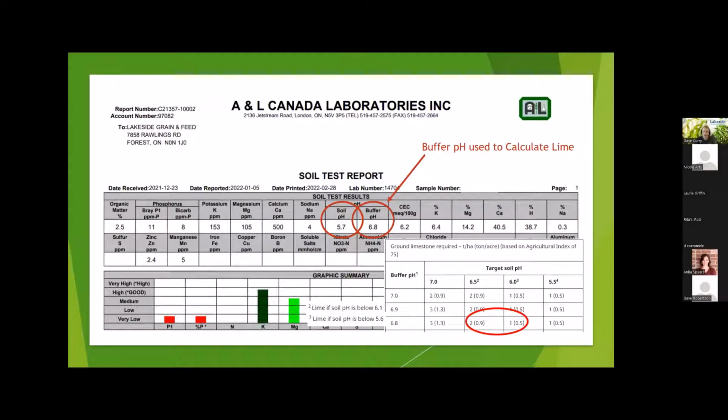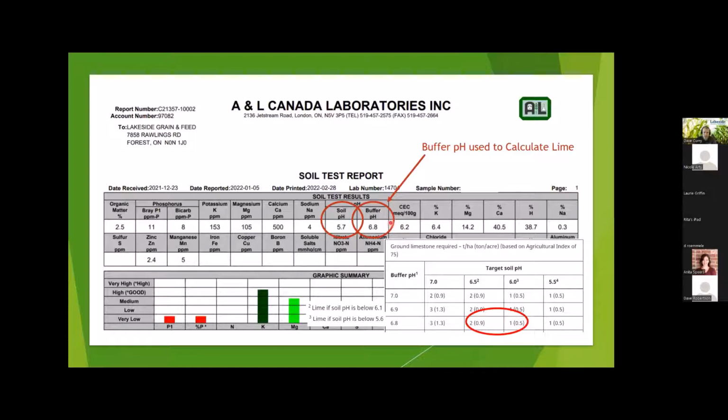So we got our test back from the lab. And here's just an example of a soil test where we're addressing multiple factors. So we have very low phosphorus numbers. We also have lower calcium, but we also have low pH. And before we spread phosphorus, we need to address pH.